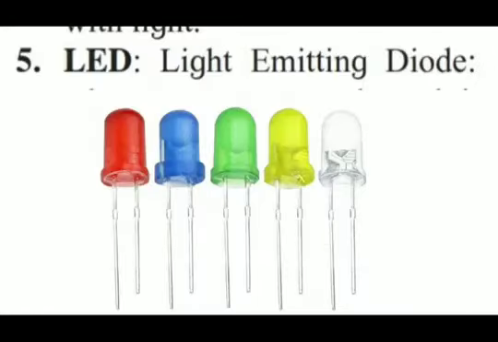Next to that we have the fifth application, the LED, that is light emitting diode. Basically, an LED is a light emitting diode characterized by rapid response, small size and longer life expectancy. It is widely used as an alternative to fluorescent lamps and tungsten lamps.